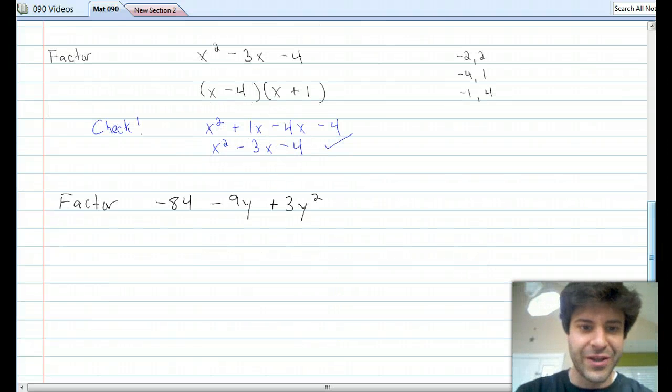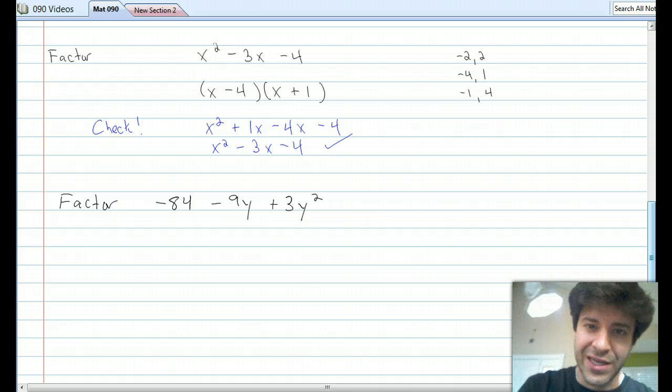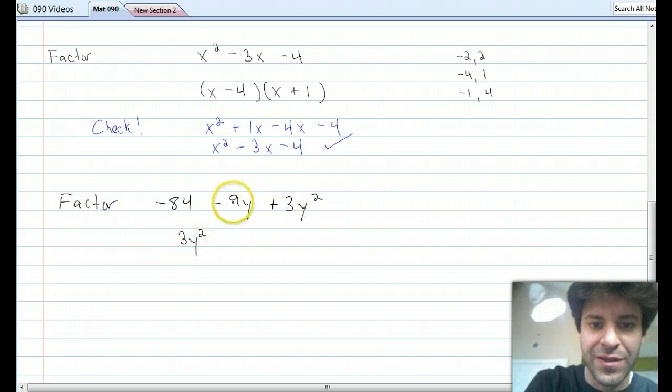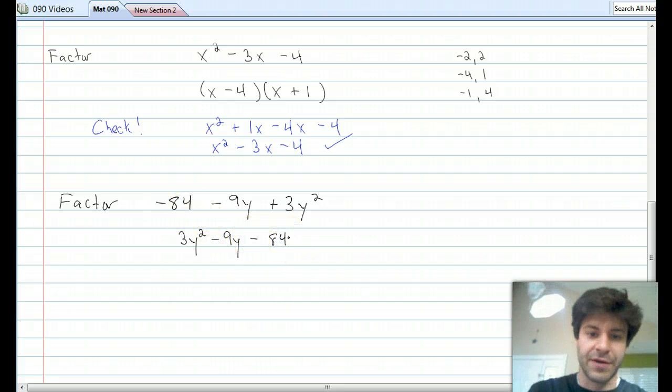All right, let's look at another example that has a couple of complications in it. Let's factor negative 84 minus 9y plus 3y squared. One complication that's pretty easy to take care of is that these terms are kind of out of order. We usually like to write our terms in descending order of power, meaning the squared term would go first, positive 3y squared. The negative 9y would come next, and the negative 84 would come after that.